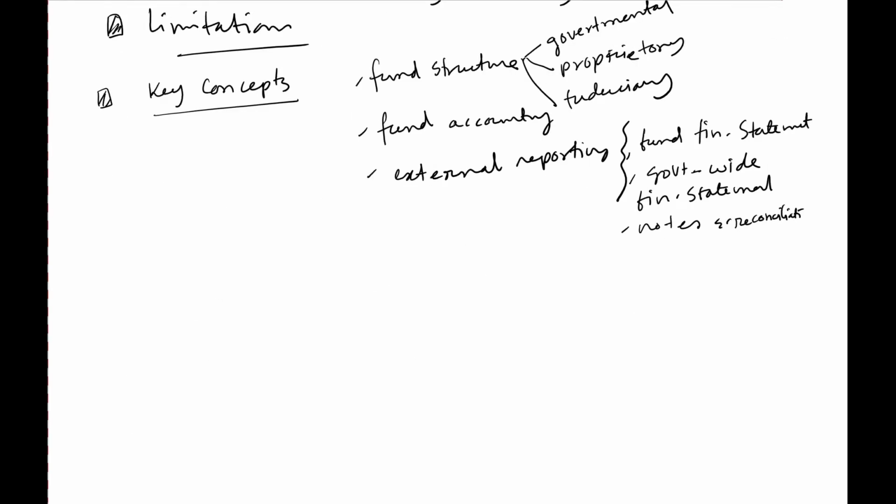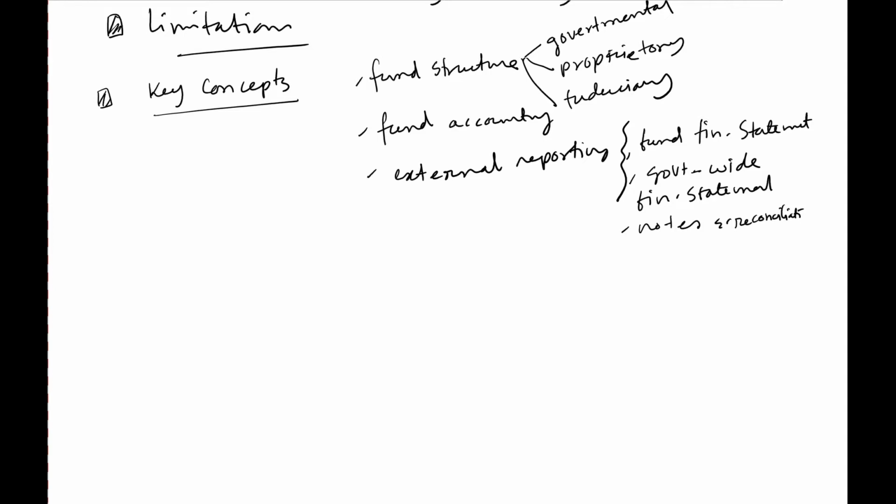Now we will focus on some key concepts, and it's talking about fund structure, fund accounting, and external reporting. So when we discuss the fund structures, we'll review the concept of governmental, proprietary, and fiduciary funds, which we all learned from our textbook chapter 16. We'll also discuss fund accounting, basically for the governmental funds that use the modified accrual method and mostly focus on current financial resources. And on the other hand, proprietary funds and fiduciary funds follow accrual accounting.